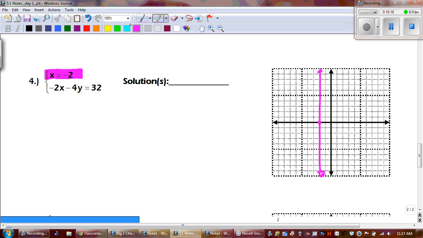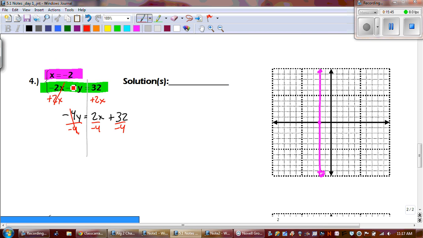All right, so now all we have to do is solve for x, or solve for y, I'm sorry. So we're going to add 2x to both sides, and we get -4y equals 2x plus 32. We're going to divide everything by -4 because we want the y by itself. Reduce that fraction, and it's -1/2 x minus 8.